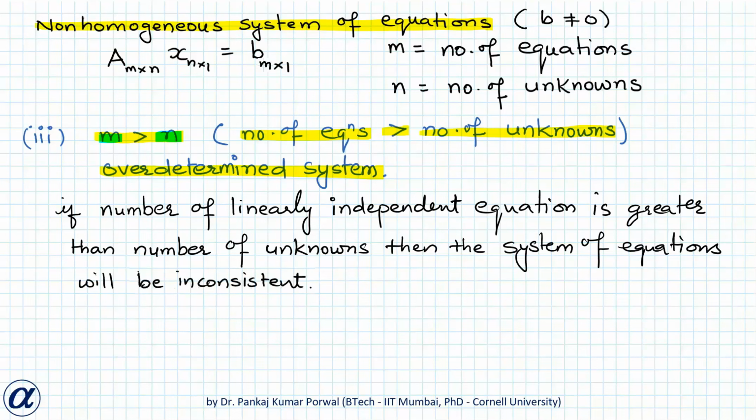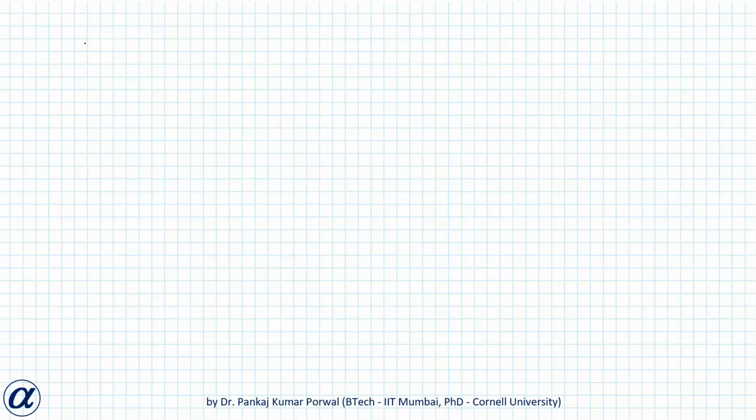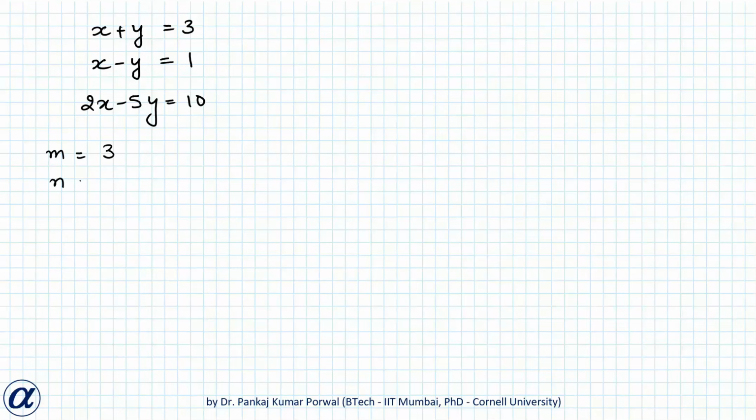Let us understand that using an example. Say we are given a system of equations as x plus y equals 3, x minus y equals 1, and 2x minus 5y equals 10. Here note that the number of equations m is equal to 3 and the number of unknowns n is equal to 2, and m is greater than n because we have equations in two variables. Each of them will represent a straight line in 2D plane.